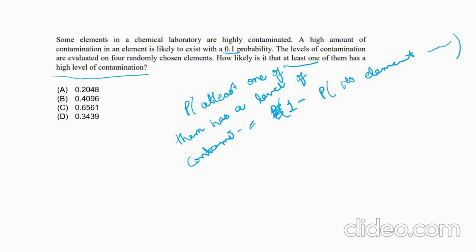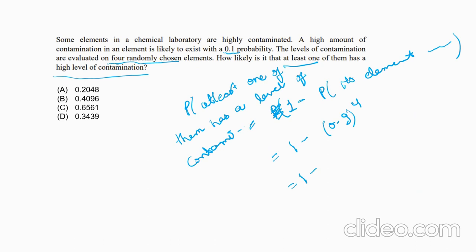Now, the probability of contamination is 0.1. So for the first element, no contamination will be 0.9, and we are choosing four elements. So for one having no contamination or a low level of contamination it will be 0.9. Similarly for the second, third and fourth. So we will have this.